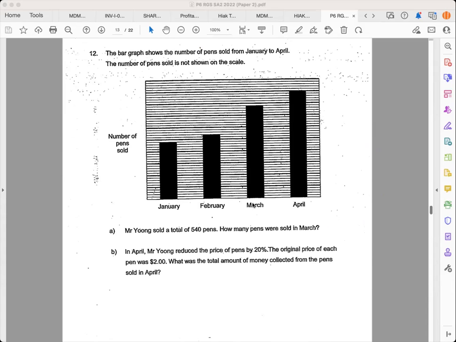The bar graph shows the number of pens sold from January to April. The number of pens sold is not shown on the scale. Mr. Yong sold a total of 540 pens. How many pens were sold in March? So let's look at the scale.